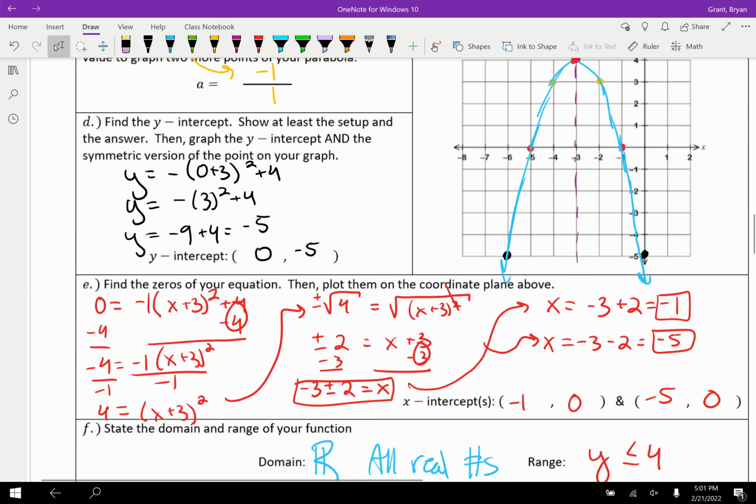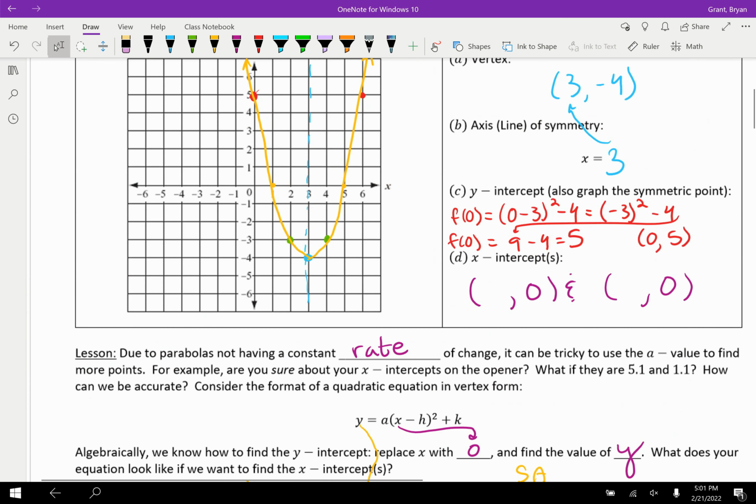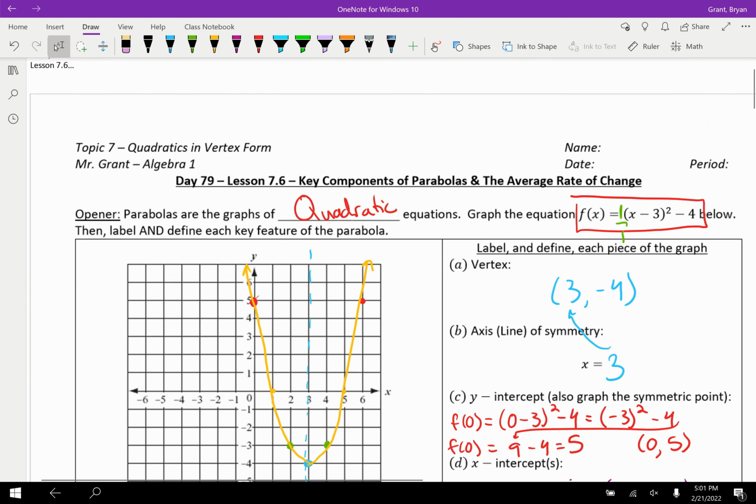Don't forget we also found the zeros of parabolas and focused on those key components. This does conclude topic 7, and I'm excited to have you back for topic 8, which is going to be our polynomial operations and the big F word, factoring. So see you guys in a while, and I hope to get topic 8 up soon.